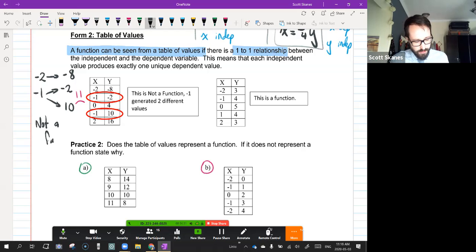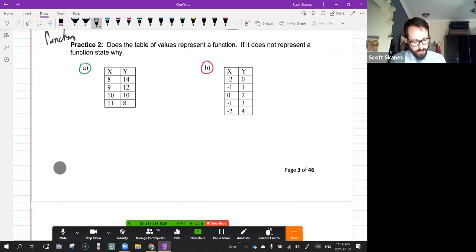Let me do the next example so you can see. In this case, look, -2 goes to 3, not a problem. -1 goes to 4. 0 goes to 5. 1 goes to 4. 2 goes to 3. Perfect, no problem here. So it's a function. It's not breaking the one-to-one rule. Let me show you exactly what I mean by this one-to-one rule.